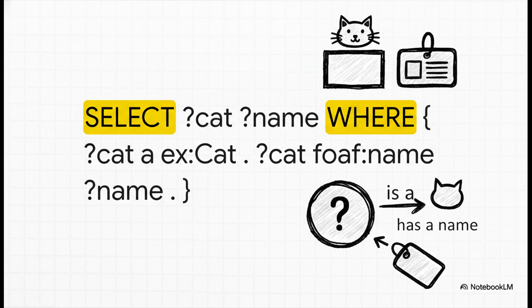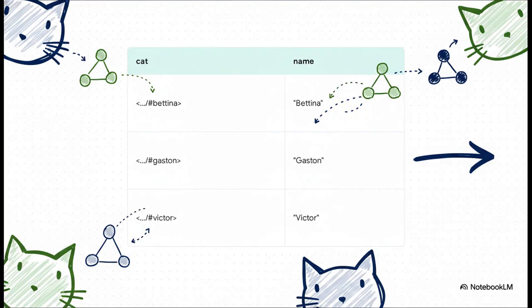Then in the WHERE clause, we lay out our pattern. We're looking for anything that is a type of cat, and we're also looking for the name of that same thing. And boom, just like that, the SPARQL engine scans the data, finds all the triples that perfectly match our pattern, and hands us back the results in a nice, clean table. It found every single cat and pulled out its name.